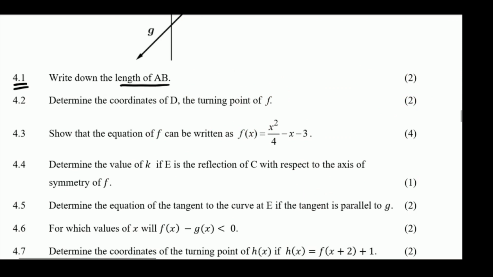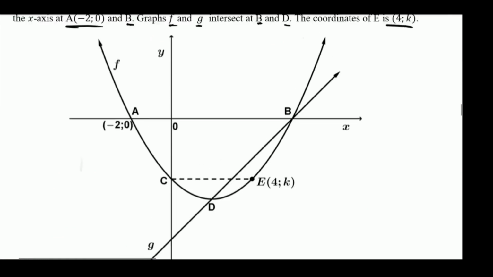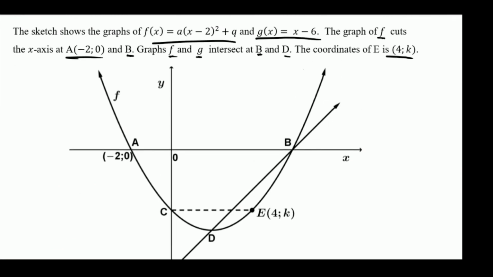So now we're going to do 4.2. We are asked to find the coordinates of D, the turning point of f, right? So if you go back to this diagram here, and the equation of f, we are given the equation of f(x), which is this one here, and what we can tell is the x value of the turning point. This is the x value of the turning point. So the x value of the turning point is equal to 2, right?